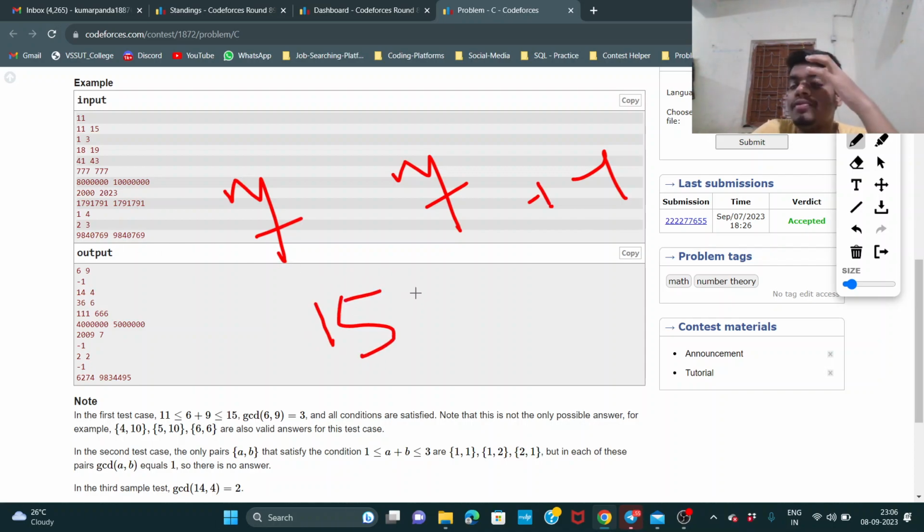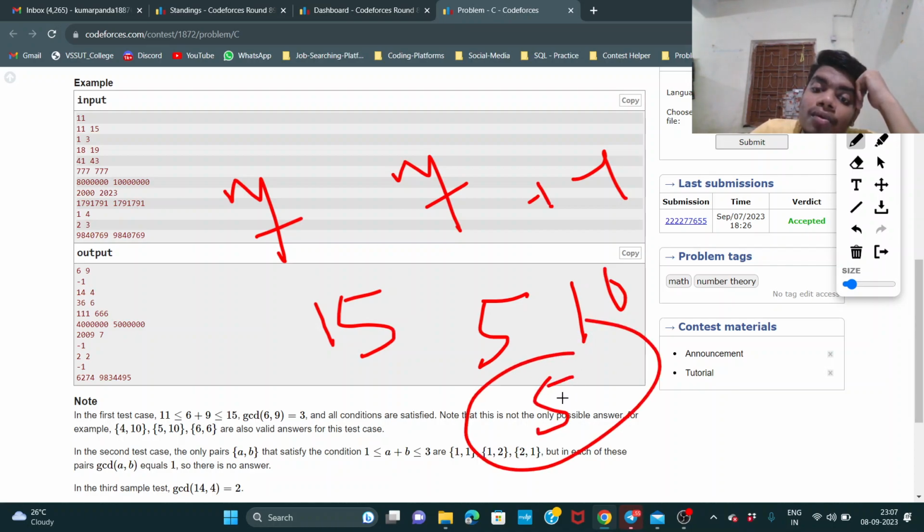Okay, but in case of 15 you can find it, because see, 5 and 10: 5 plus 10 is 15, and the GCD of 5 and 10 is 5. So you cannot say that if we are not able to find the even number, then just print -1.